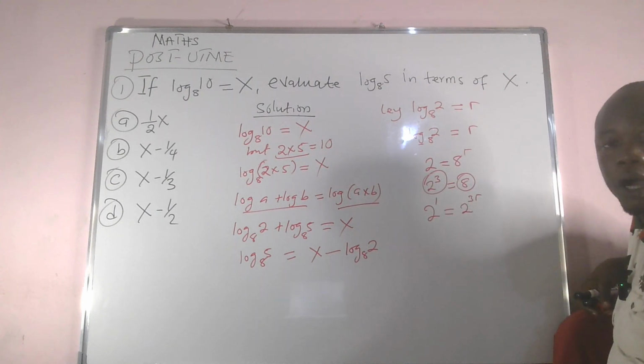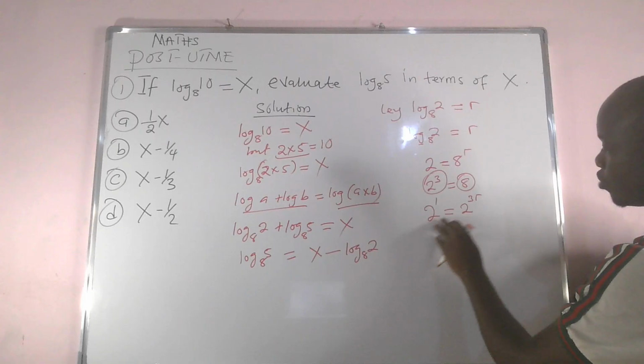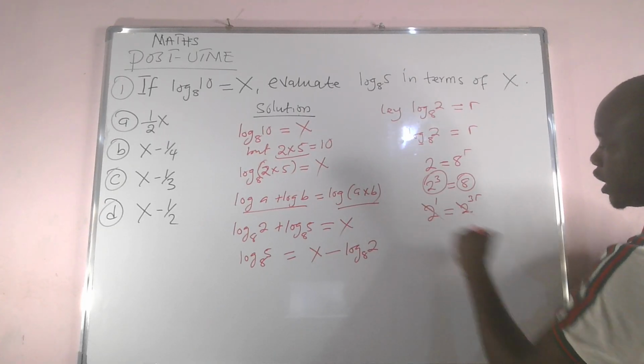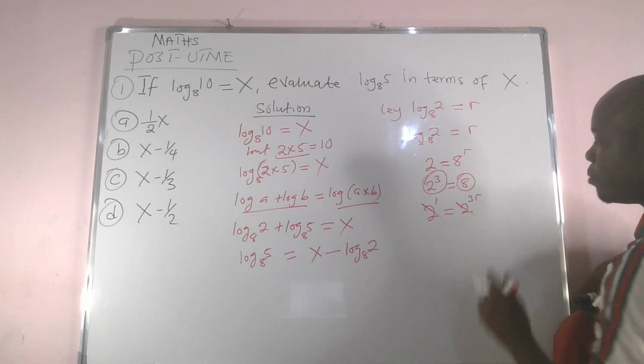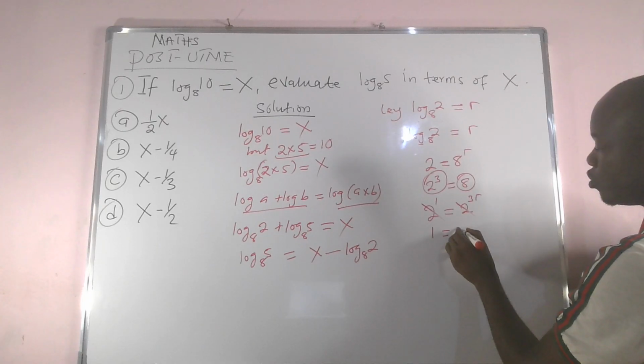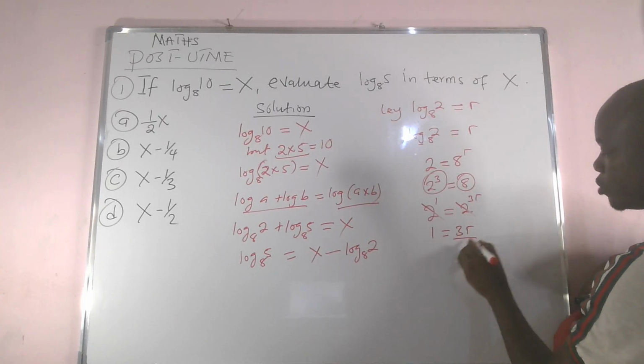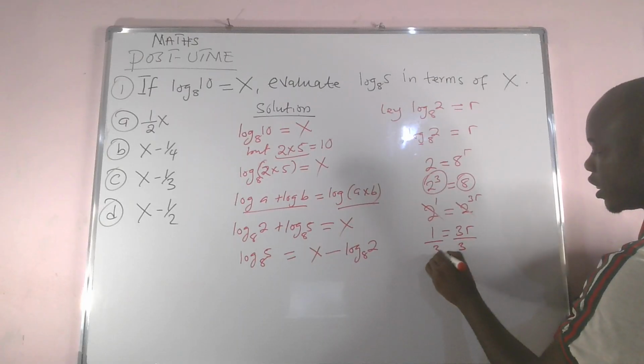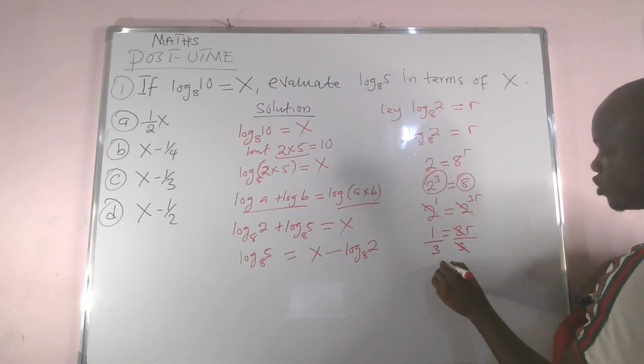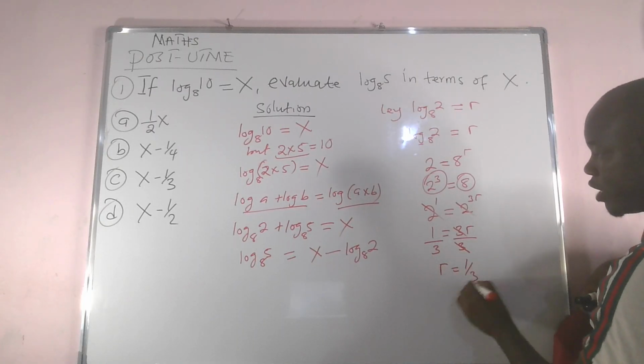And remember, this one is power 1. So here we have 2 and here we have 2. So we can equate the index by cancelling the bases. So therefore we have 1 is equal to 3r. So we can now make r the subject of the formula. So we divide this by 3. This one will now cancel this. So we now have r is equal to 1 over 3.